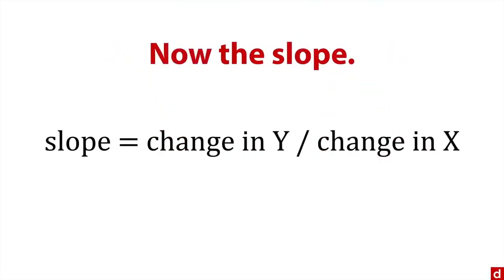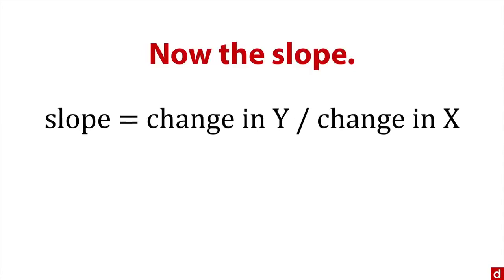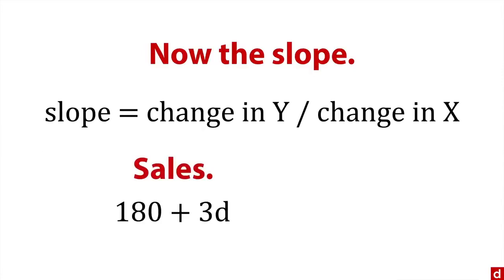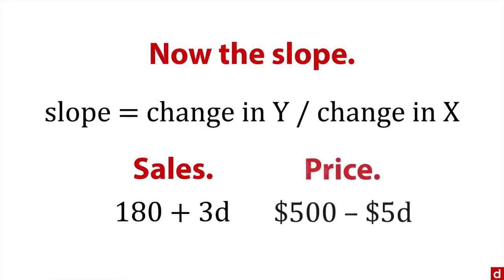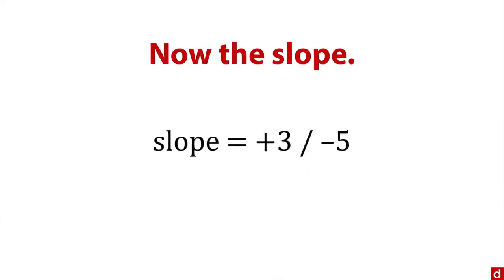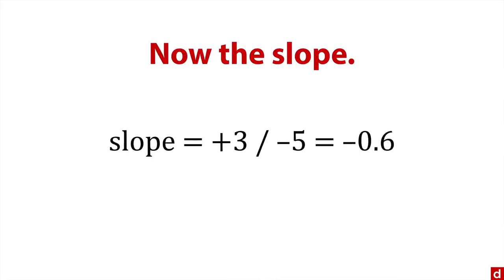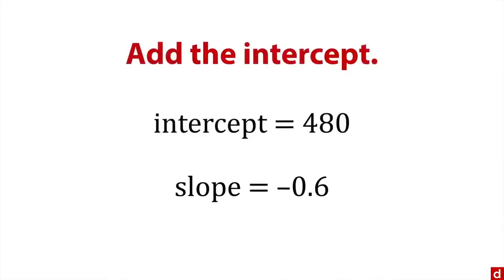The slope is equal to the change in y on the y-axis divided by the change in x. One way we can get this is by looking at sales. We get our 180 new subscriptions per week plus 3 for each unit of discount. And we take our information on price, $500 per year minus $5 for each unit of discount. And then we take the 3D and the 5D, and those will give us the slope. So it's plus 3 divided by minus 5, and that's just minus 0.6. And so that is the slope of the line. The slope is equal to minus 0.6.